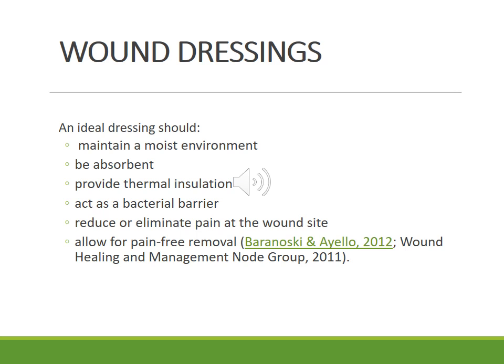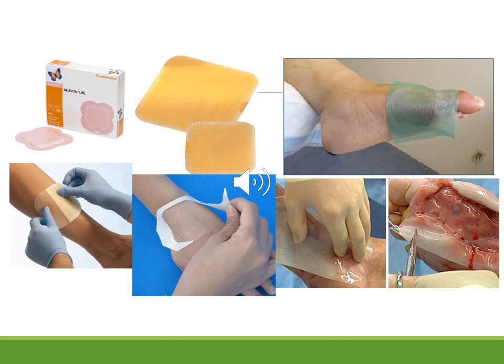Again, when we are thinking about our wound dressings and what we're going to use, we want to maintain that moist environment for that wound. We want it to be absorbent, provide some thermal insulation, act as a bacterial barrier, reduce or eliminate pain at the wound site, and allow for a pain-free removal. So those are all things to keep in mind when we're trying to pick the ideal dressing for a wound. These are just some pictures of different types of dressings, just to give you some examples.